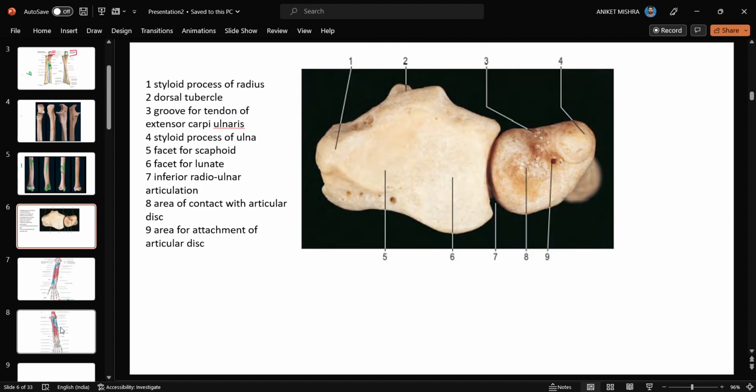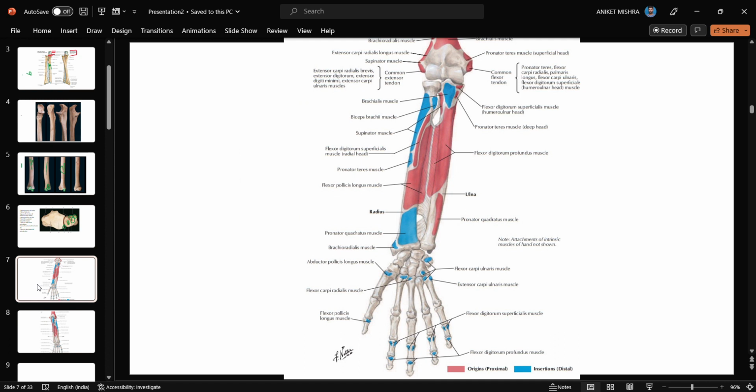When we see it from the inferior view, we will find this is the groove for the tendon of the extensor carpi ulnaris. This is the stellate process of the ulna. There is an articulation of the inferior radioulnar joint. This is for contact with the articular disc, and for attachment for the articulation.